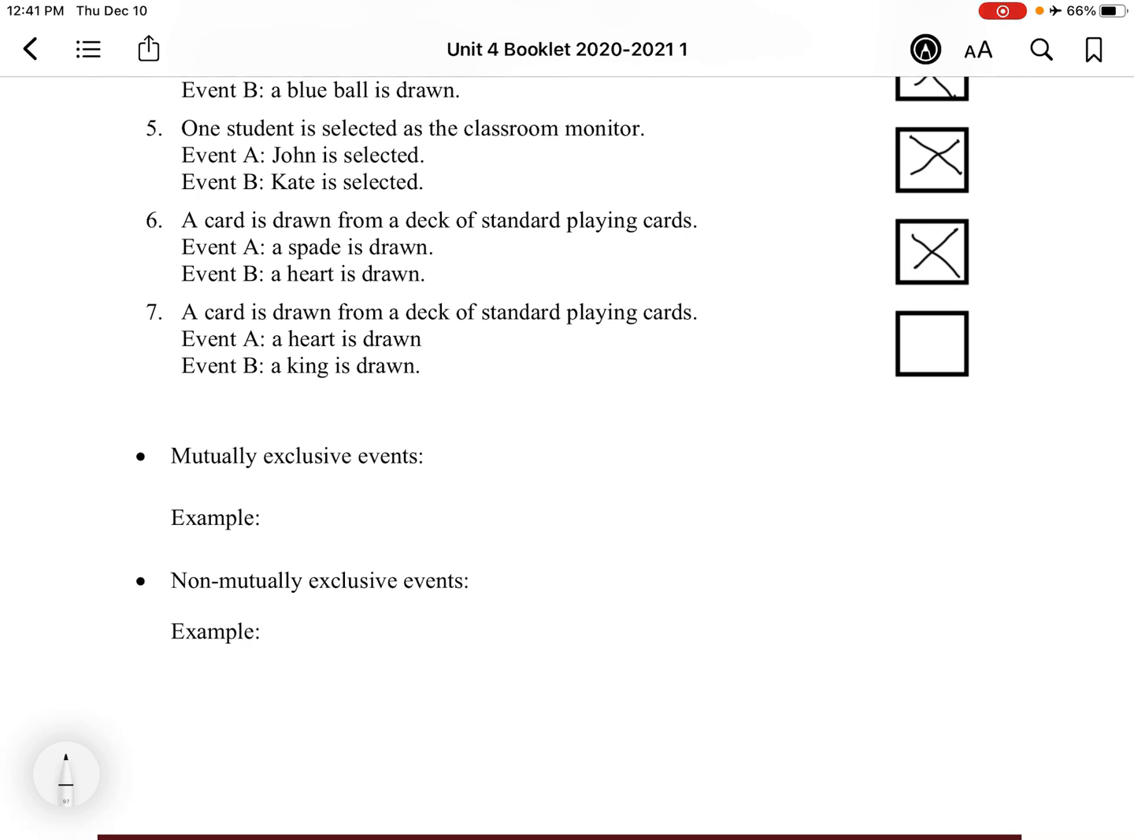Okay, and finally, a card is drawn from a deck of standard playing cards. Event A, a heart is drawn, and event B, a king is drawn. Well, this could happen at the same time because the card, the king of hearts, if you were to draw that card, it would actually satisfy both events. It would be a heart and it would be a king. So these 2 events could happen at the same time.